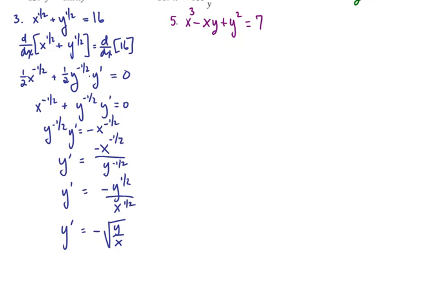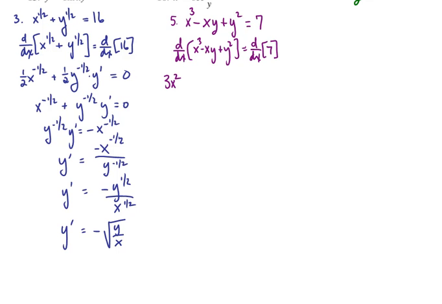In this video we'll continue implicit differentiation exercises, and we'll look at number 5 now. We have x cubed minus xy plus y squared equals 7. And we begin by taking the derivative of both sides with respect to x. And on the left side we'll get 3x squared.